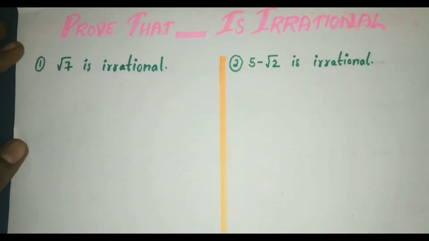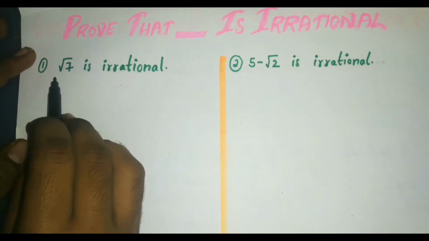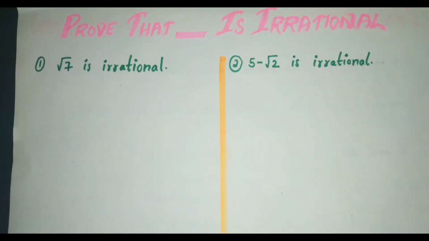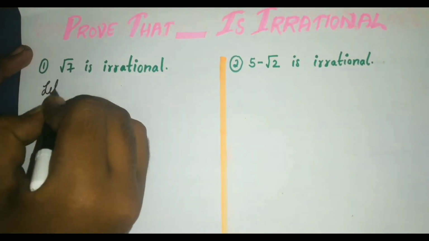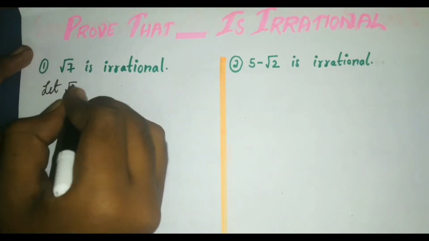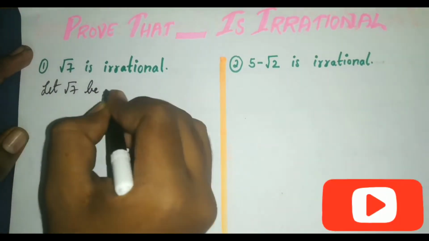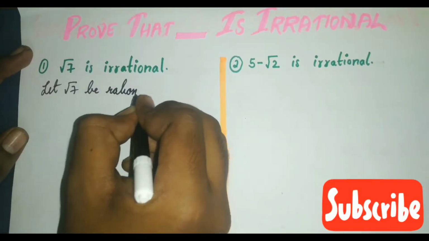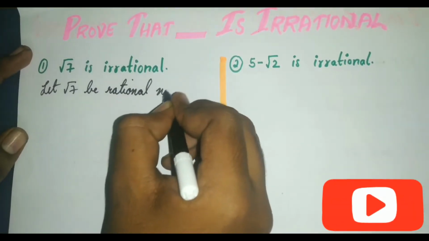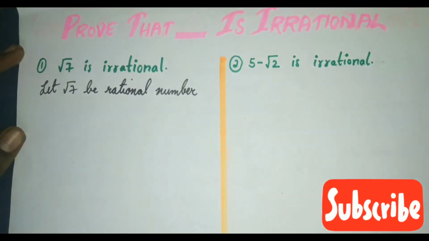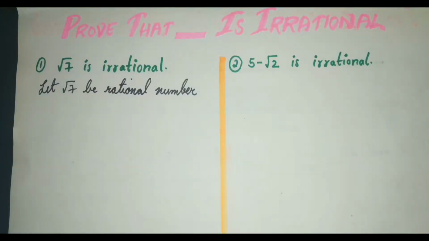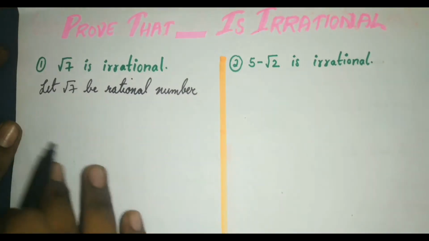So first we'll take the first question: root 7 is irrational. You have to prove that root 7 is irrational. For proving that, first you have to assume that root 7 is a rational number, not an irrational number. This is the assumption. So let root 7 be a rational number.